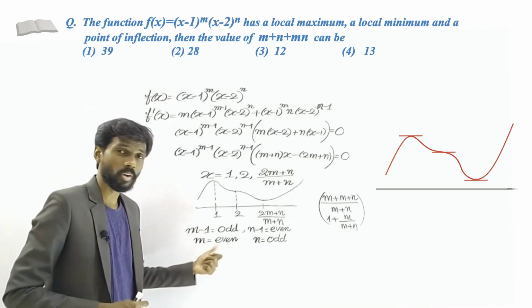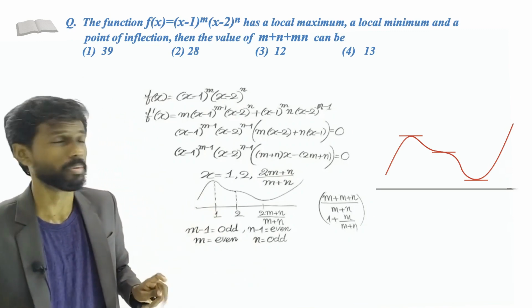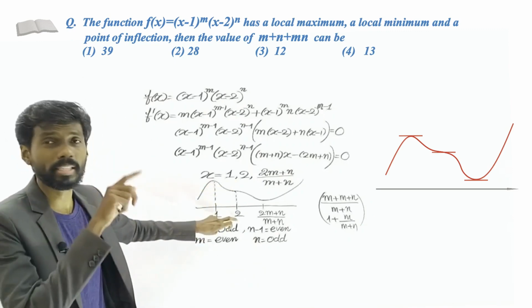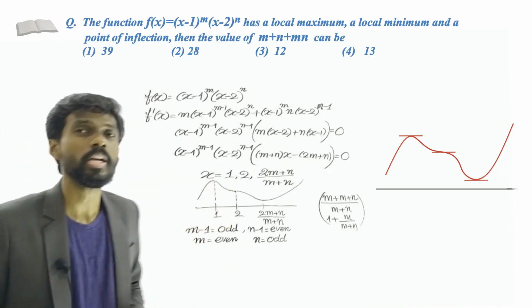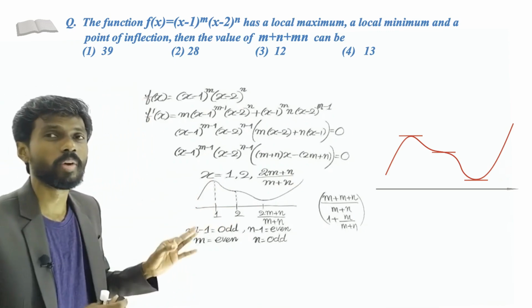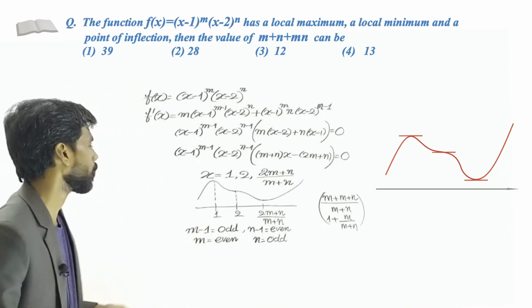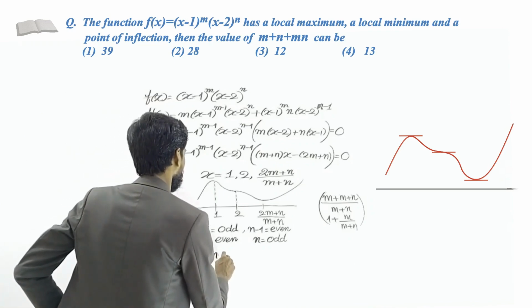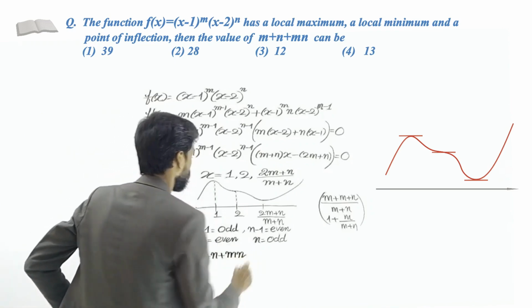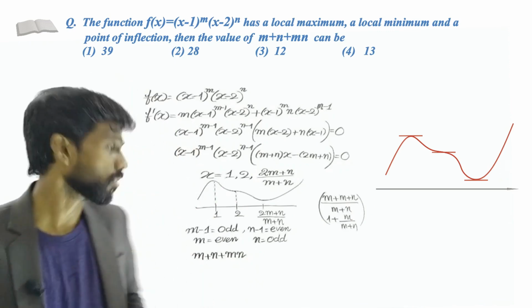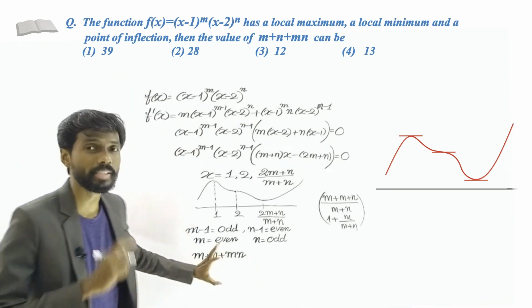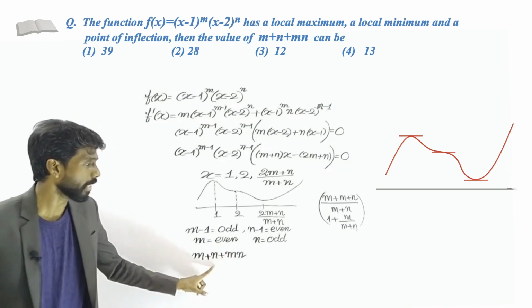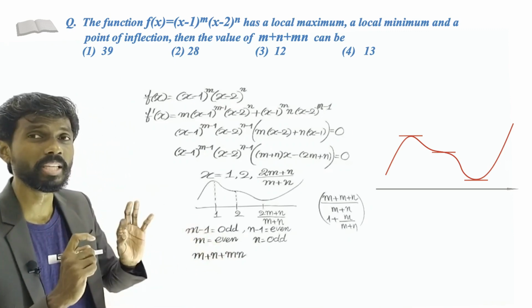Maybe m is an odd number and n is an even number, that is also possible, because at the point 2 it may be the maximum, at 1 it may be the point of inflection. So one of these numbers is odd, the other one is even. Now tell me, what can be the possible value of m plus n plus mn? Now we will see what are the possible values this expression can take. Here m is an even number and n is an odd number, or the other way around. One of them is even, the other one is odd.